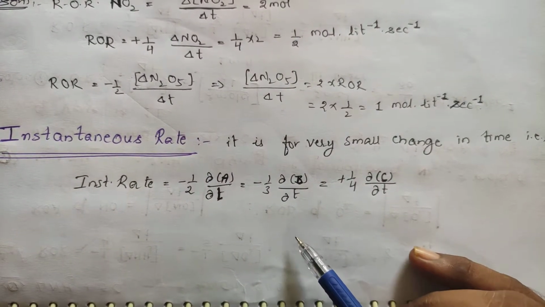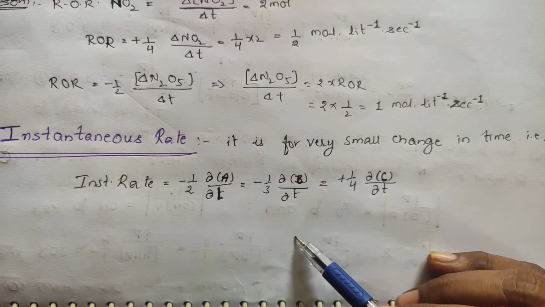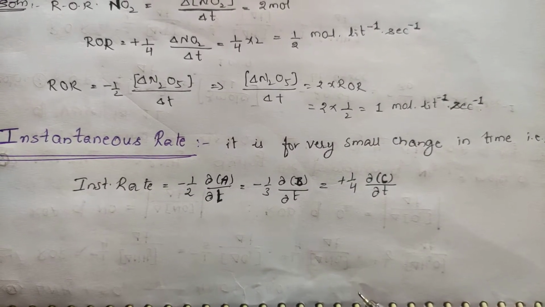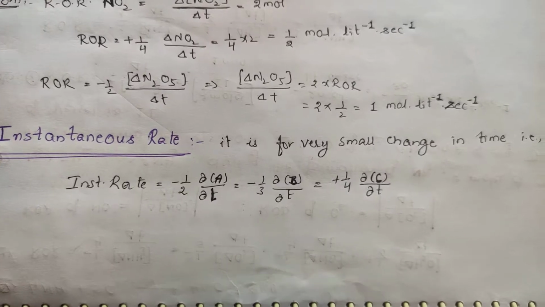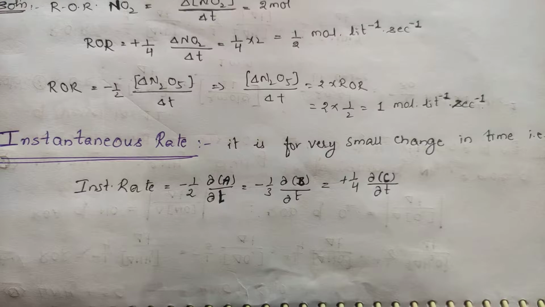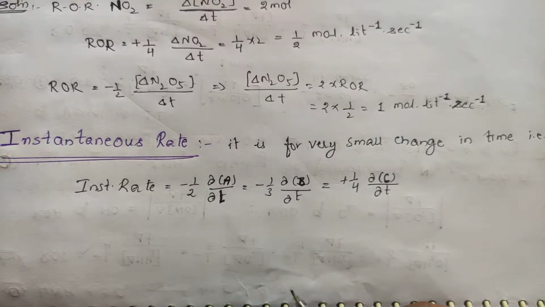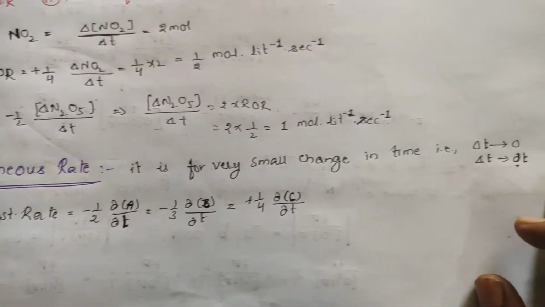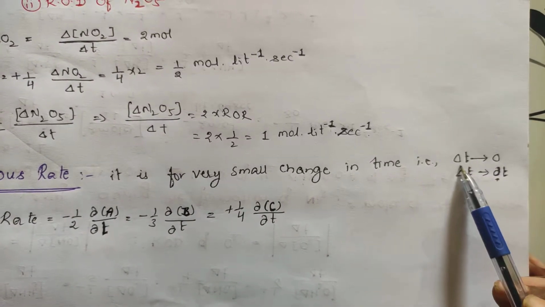Suppose a reaction has been started at the first second and it has traveled for 10 seconds. If I ask what is the rate of the reaction at the 5th second, meaning at that particular point of time, I am asking the rate. If you ask at any particular point, then that is called instantaneous rate.